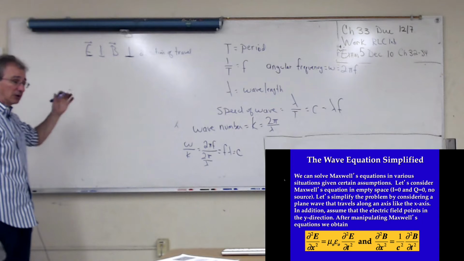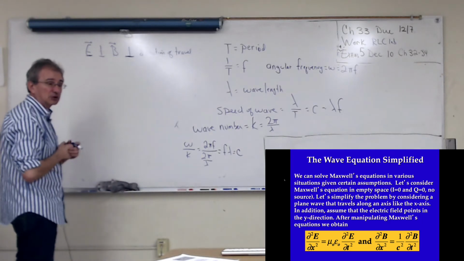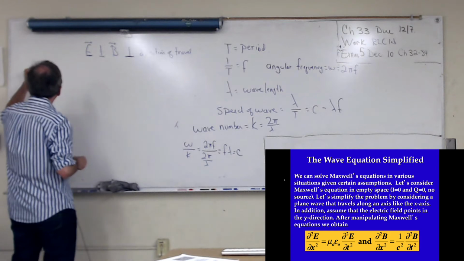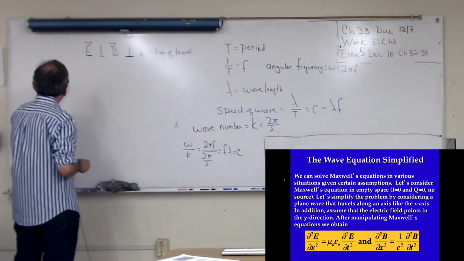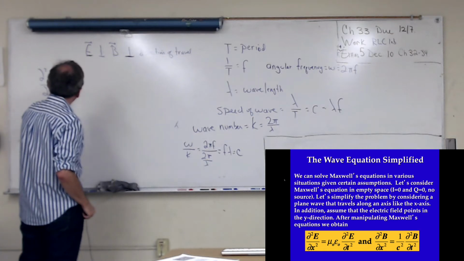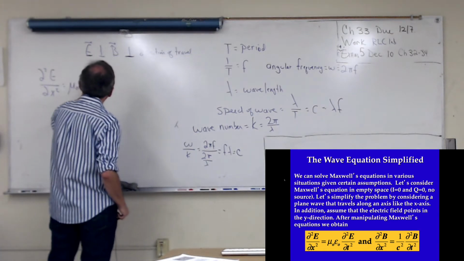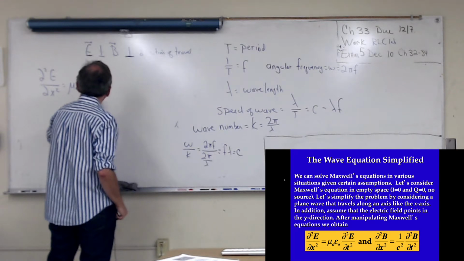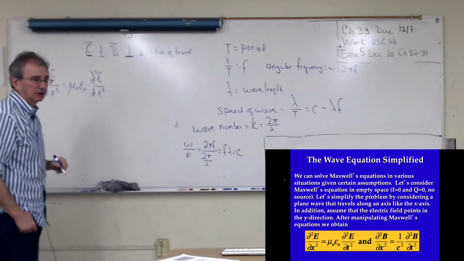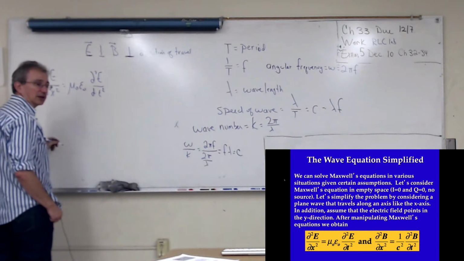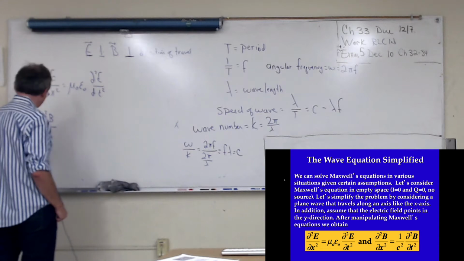So if you manipulate Maxwell's equations for the conditions where you're far away from the source in a vacuum, you get two sets of equations. And yeah, they're partial differential equations that you have to solve. One is for the electric field and one is for the magnetic field. And I actually did this in one dimension.